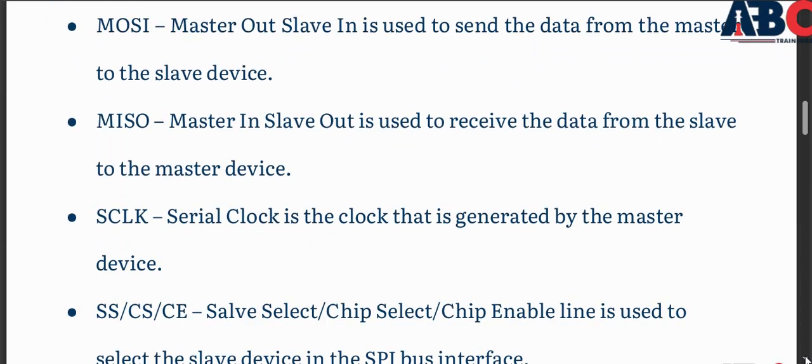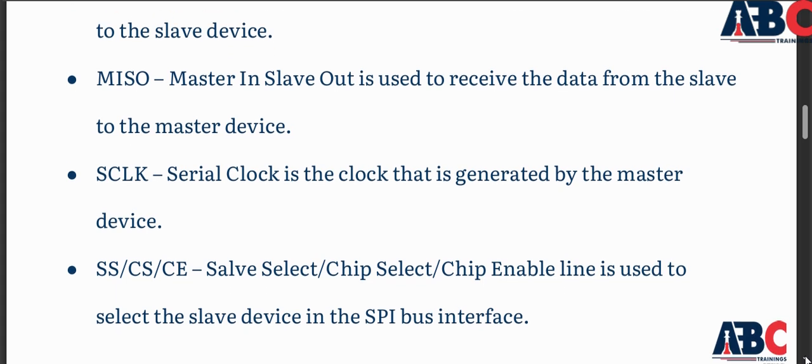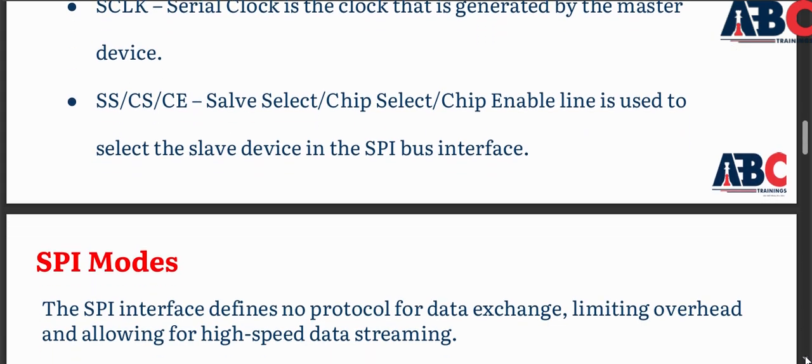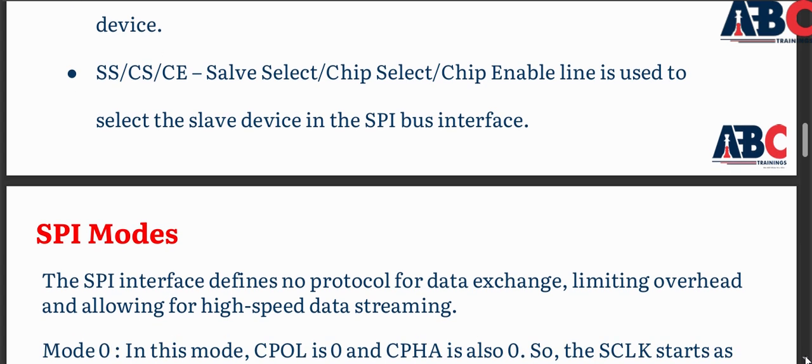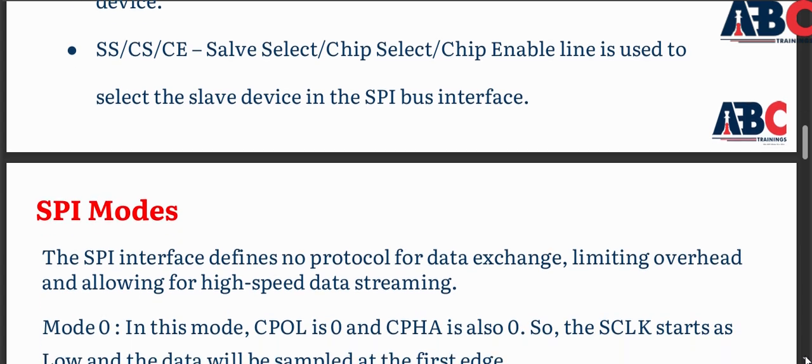MOSI, master out slave in, is used to send the data from the master to the slave device. MISO, master in slave out, is used to receive the data from the slave to the master device. SCLK, serial clock, is the clock that is generated by the master device. SS or CS, slave select or chip select, is used to select the slave device in the SPI bus interface.